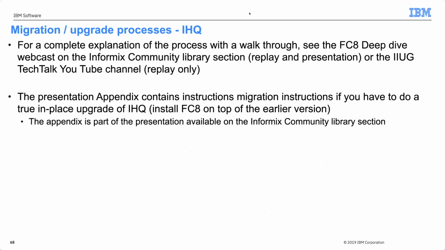Now, if, for example, you happen to do an in-place install of the Informix binary such that you install FC8 on top of FC7 and overwrite those files, there is a way that you can still migrate to the latest version of IHQ. It's covered in detail in the appendix of the FC8 deep dive. So if you're interested in that or need that, you can go ahead and download the presentation and read those files.